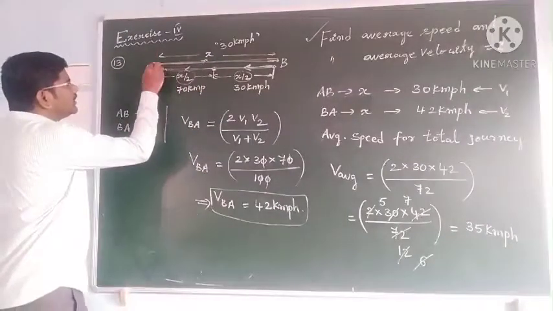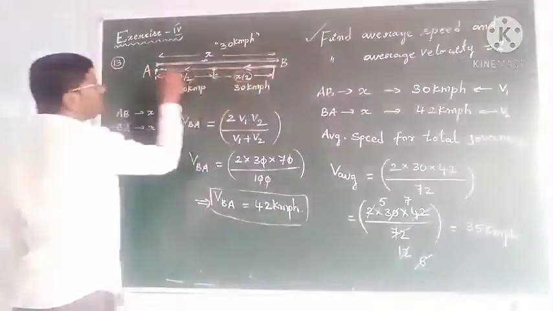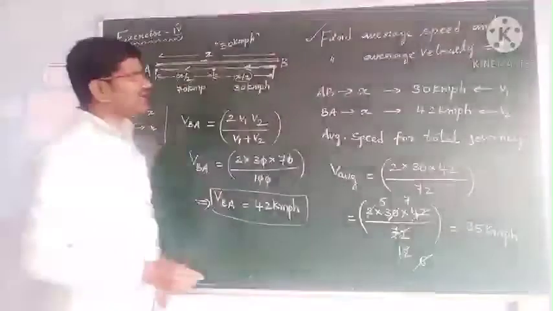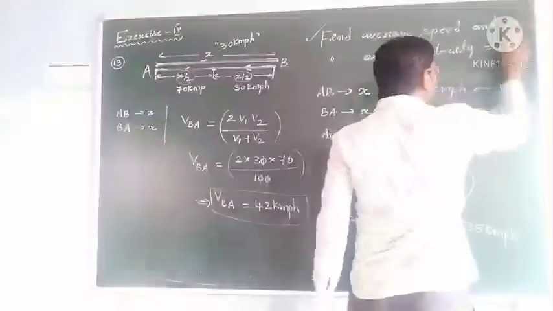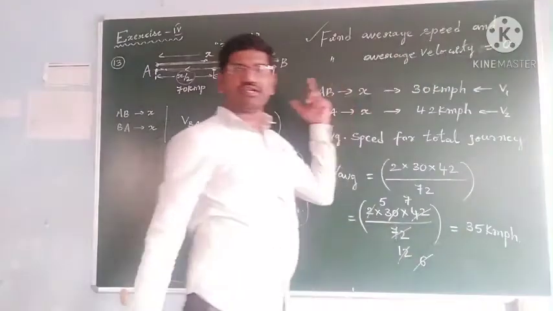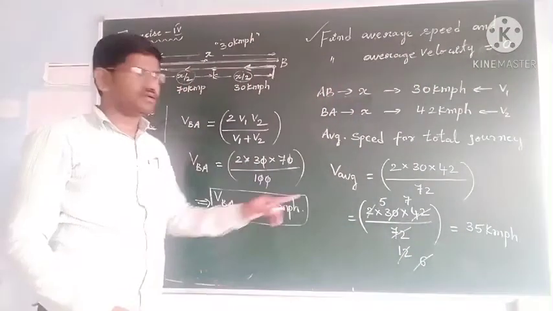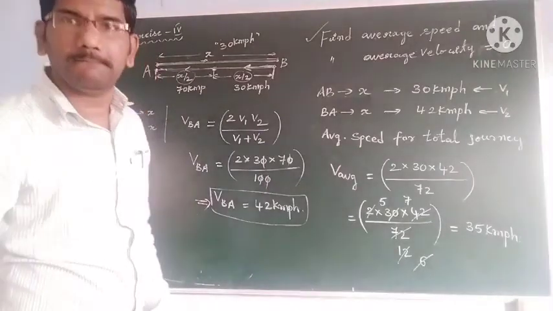So A to B, B to A. The average velocity we found is 0, and the average speed we found is 35 kmph.